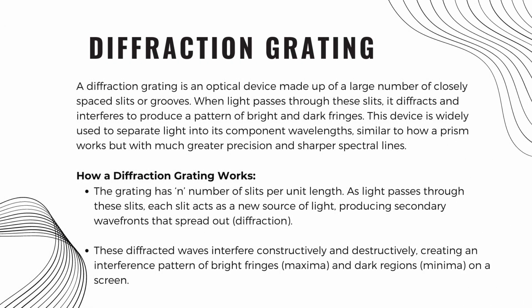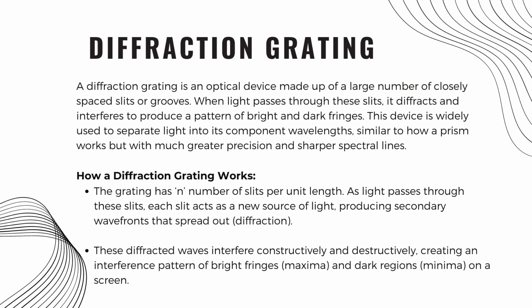A diffraction grating is an optical device made up of a large number of closely spaced slits or grooves. When light passes through these slits, it diffracts and interferes to produce a pattern of bright and dark fringes. This device is widely used to separate light into its component wavelengths, similar to how a prism works, but with much greater precision and sharper spectral lines.